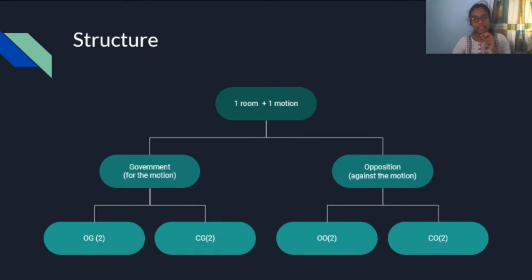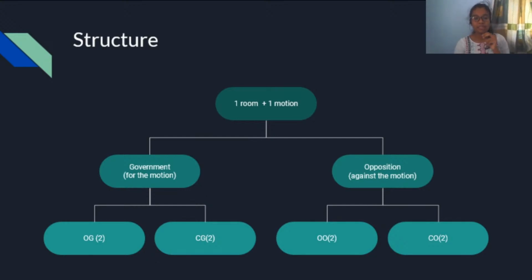Each and every side has two benches. On the government side, we have opening government and closing government. On the opposition side, we have opening opposition and closing opposition. In each bench, there are two members. So on the whole, 2 into 4 is equal to 8 speakers. So in a room, there'll be 8 speakers: four for the motion, four speakers against the motion.